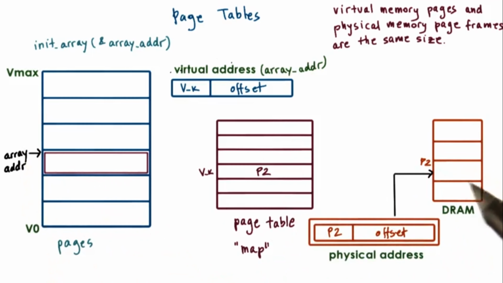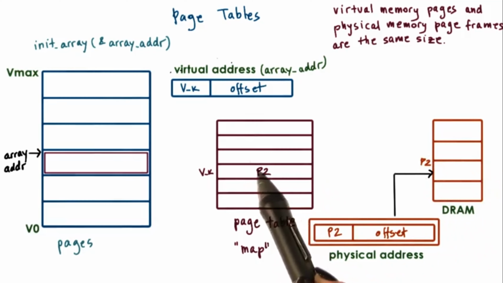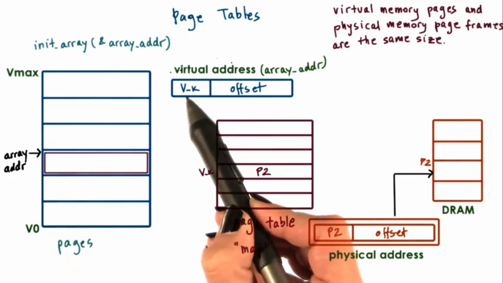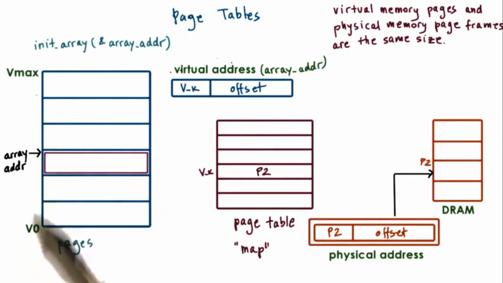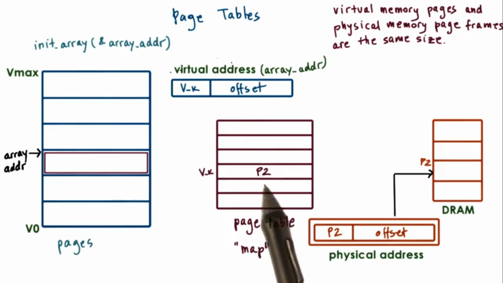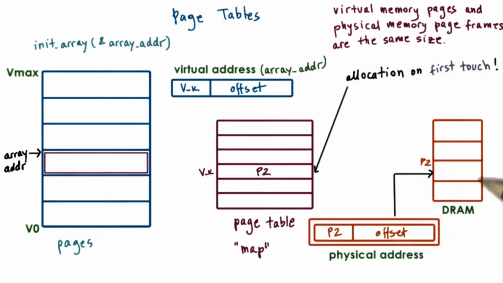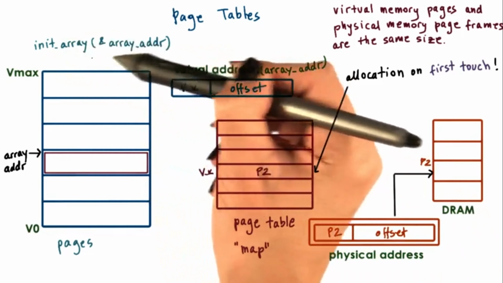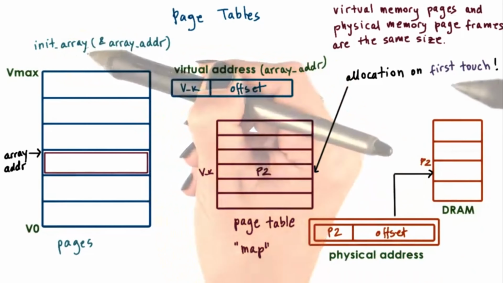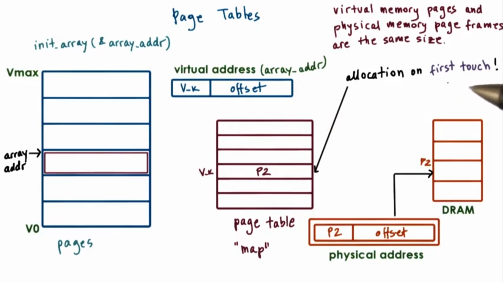So it will take a page of physical memory, P2 in this case, the page that is free, obviously, and it will establish a mapping between this virtual address, so this is the VK and the offset address where the array is placed in virtual memory, and the physical address of page 2 in physical memory. Note that I said that the physical memory for this array is only allocated when the process is first trying to access it during this initialization routine. We refer to this as allocation on first touch.